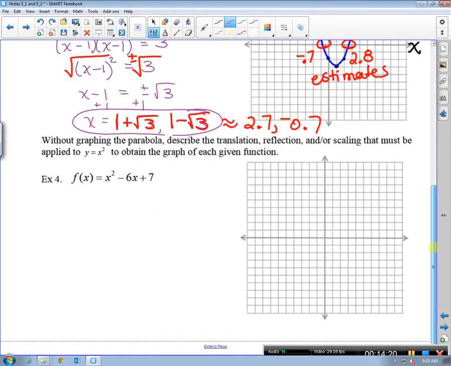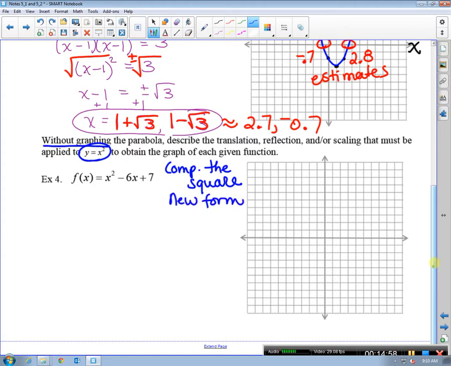All right. A couple more examples with graphing and solving. The question here says, without graphing the parabola, describe the translation, reflection, or the scaling that must be applied to y equals x squared to obtain the graph of each given function. Now this one's going to be a little different. I'm going to use completing the square. We're not solving this one though. We are getting a new form of our parabola.